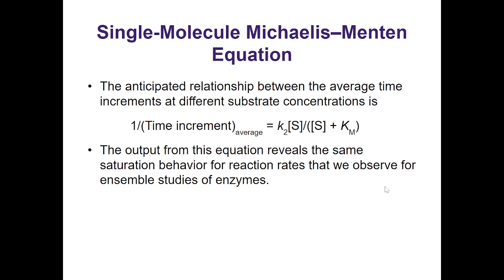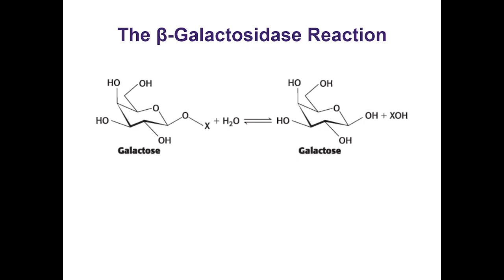So if we take the output of this equation, this actually reveals the same saturation behavior for reaction rates that we observed for the ensemble studies of enzymes. We have that same sort of relationship with concentration as we looked at before, right? So this is actually the beta-galactosidase reaction. It's going to take galactose, react it with water, and then form this galactose right here.